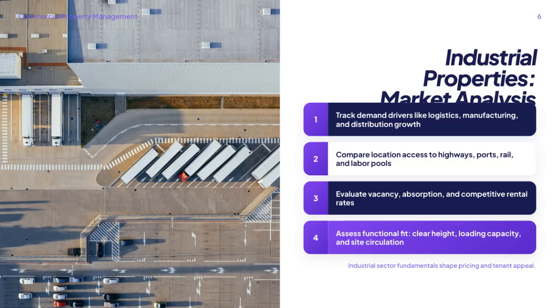When analyzing industrial properties, it's crucial to start by tracking demand drivers such as growth in logistics, manufacturing, and distribution. These sectors directly impact the need for industrial space. Next, we compare how well a location accesses key infrastructure like highways, ports, rail lines, and available labor pools, because these factors significantly influence operational efficiency and tenant attraction.